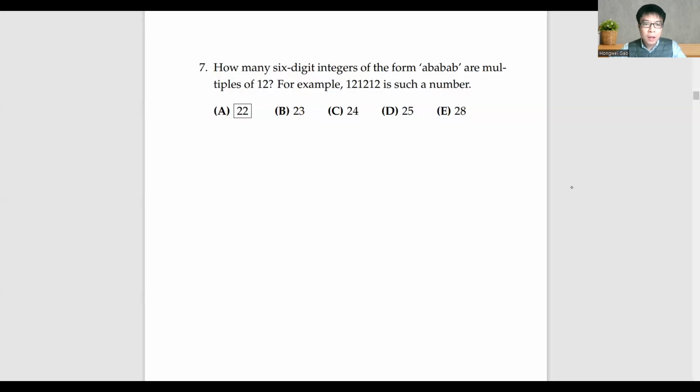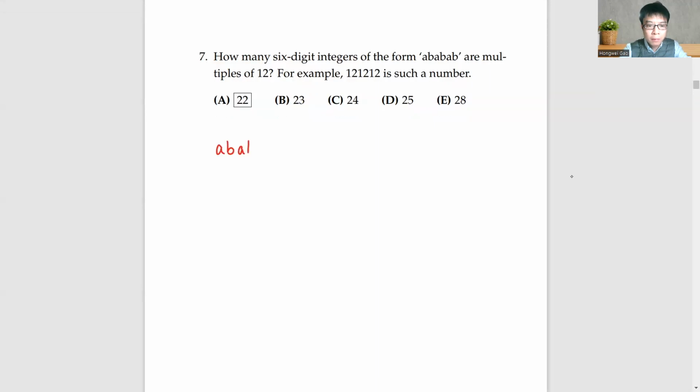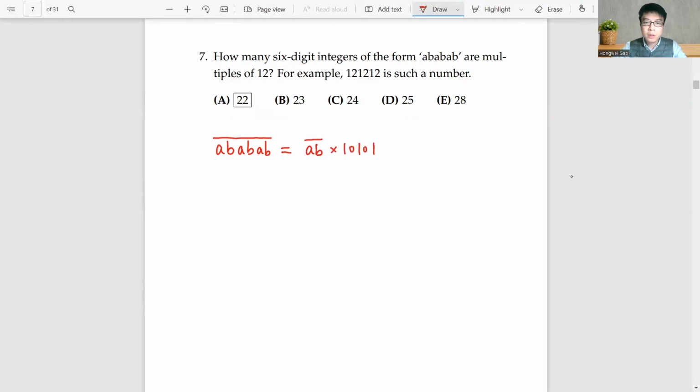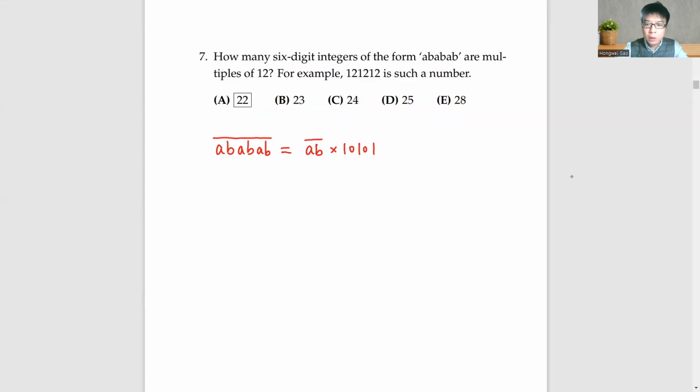Question 7. How many 6-digit integers of the form AB, AB, AB are multiples of 12? So we see the pattern is AB repeated 3 times. Accordingly, this corresponds to the 2-digit number AB times 10101. This needs to be divisible by 12. Note that 12 is 3 times 4.